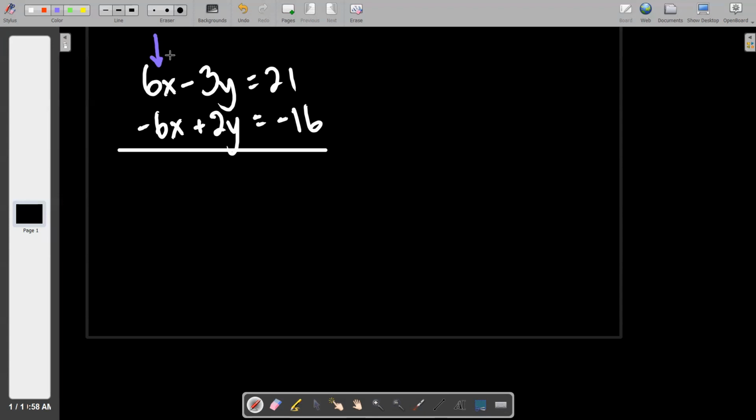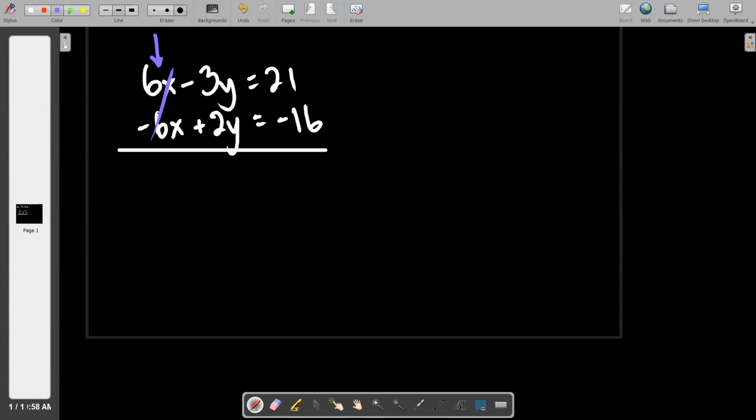If you were to add straight down, what do you get? Try again. What do you get? You get nothing. That's exactly right. As we know, 6x and minus 6x completely cleanly kill each other off, don't they? Hence the word elimination. You could say they just eliminated each other.